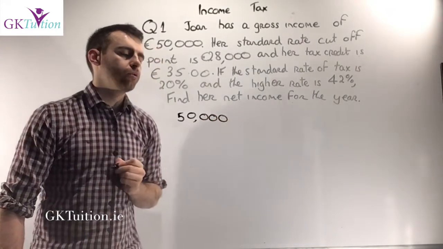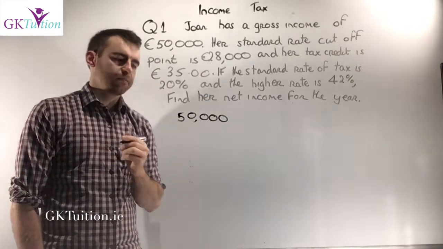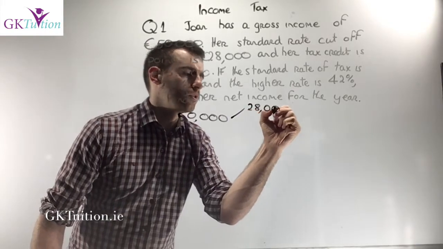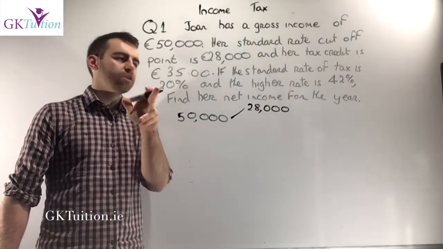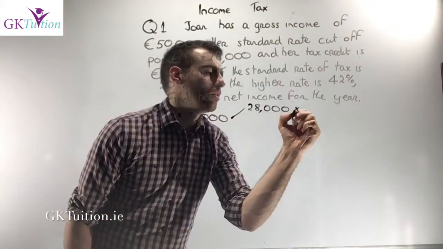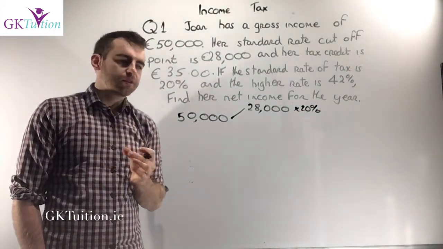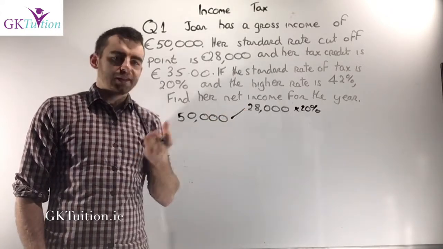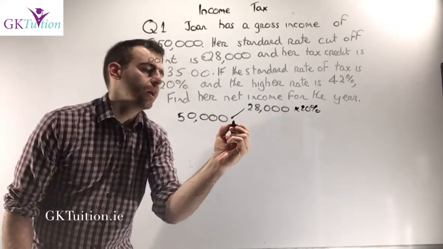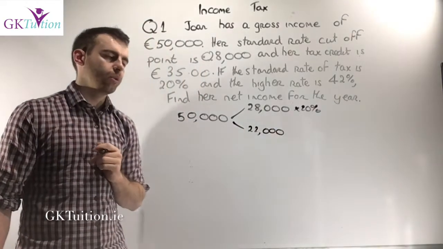Right, I know that Joan's gross salary is €50,000. And I know that she's going to pay two different rates of tax. Up until the standard rate cutoff point, in the first €28,000 that she earns, she's going to pay the lower rate of tax. So the first €28,000 that she earns, she's going to pay 20% tax on that. Now I need to figure out how much more than 28,000 she is going to earn. So €50,000 minus €28,000 tells me that she earns €22,000 above the standard rate cutoff point.